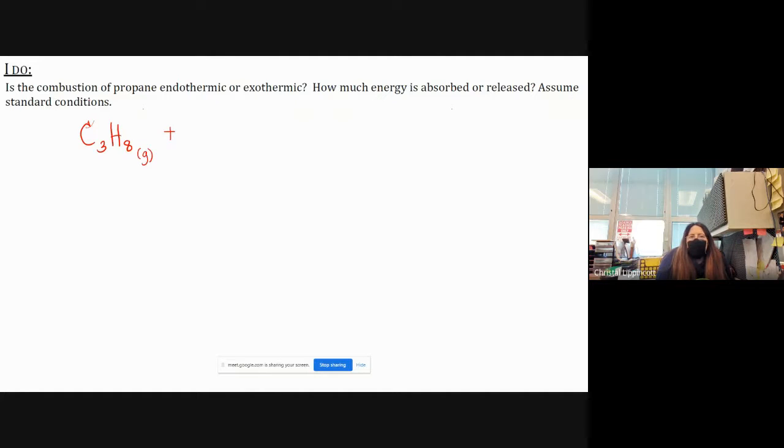We're combusting it. So what is our other reactant? And what is formed when we go through a combustion reaction? Carbon dioxide and water. This is going to be a gas, and this also is a gas. All right. Now we need to balance our equation.